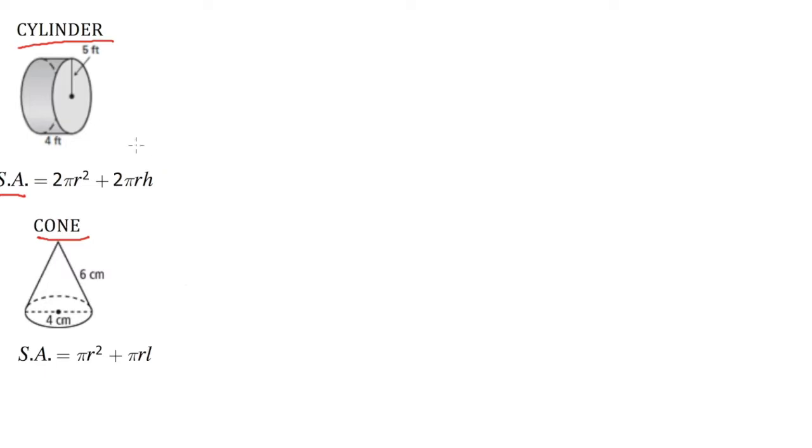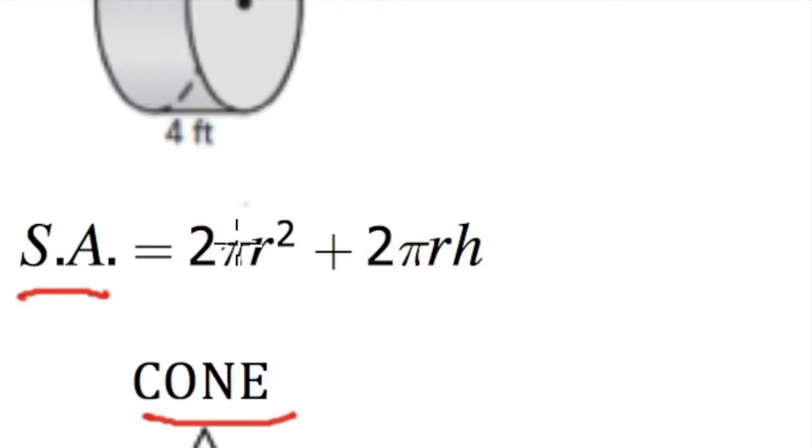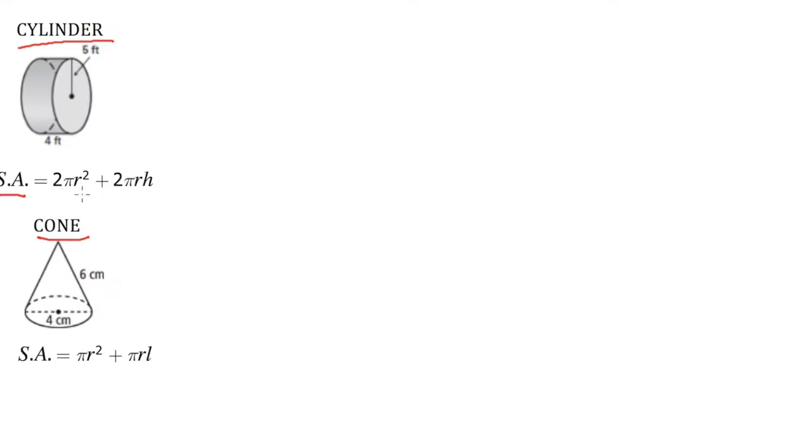First, I'll start with the cylinder. Here's the formula, again, a formula that's given to you. You don't have to memorize. Here, 2 pi r squared plus 2 pi r h. Remember, r is our radius, h is our height. All right, so now I just plug it in.